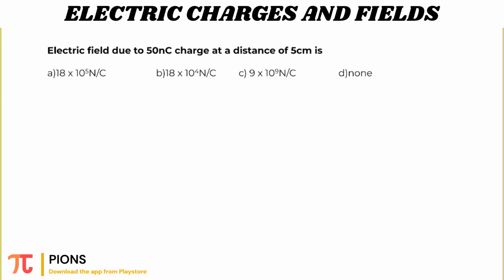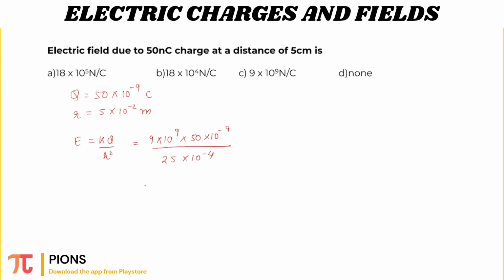Electric field due to 50 nanocoulomb. So let's write here Q equals 50 into 10 to the power minus 9 coulomb charge at a distance. So R will be equal to 5 centimeter, 5 into 10 to the power minus 2 meter, so electric field E will be equal to K Q over R square. K is nothing but 9 into 10 to the power 9. Charge over here is nothing but 50 into 10 to the power minus 9 whole divided by R square, which is 25 into 10 to the power minus 4.